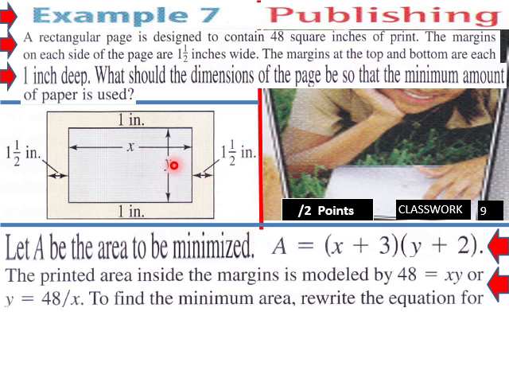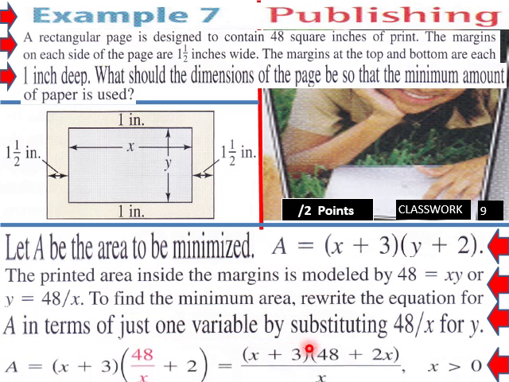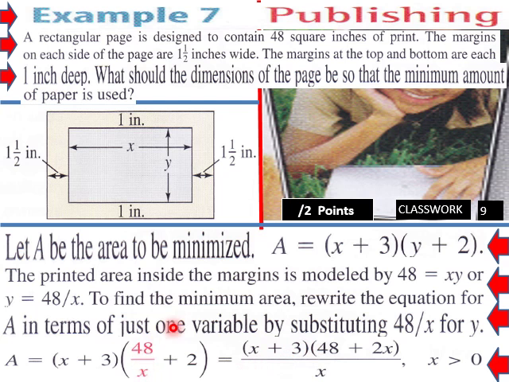So we get 48 equals x times y, and we solve for y: y equals 48 over x. To find the minimum area, rewrite the equation for A in terms of just one variable by substituting 48 over x for y. So when we do that, we can put it into one variable.